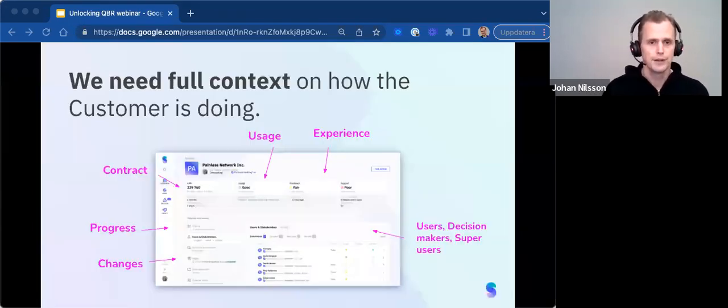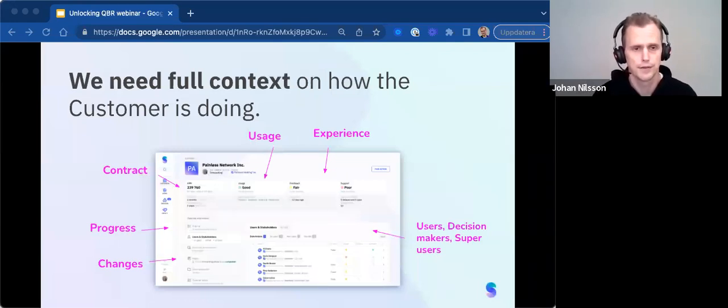So we need to have a full context. If we want to get the most out of this business review, we need to have a full context on how things are going with the customer. So we need to, of course, be on top of the commercial side of things. How much ARR, or how big is this customer for us? What is the potential? How does the contract look like? That's one side of the story.